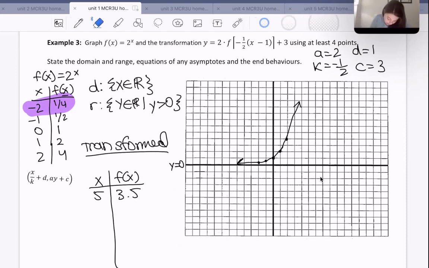So I'm going to remove my highlight here and highlight the next one. Let's do this one next. It said using at least 4 points, so I might just go through the first 4 and then stop there. They only needed 4 points from us.